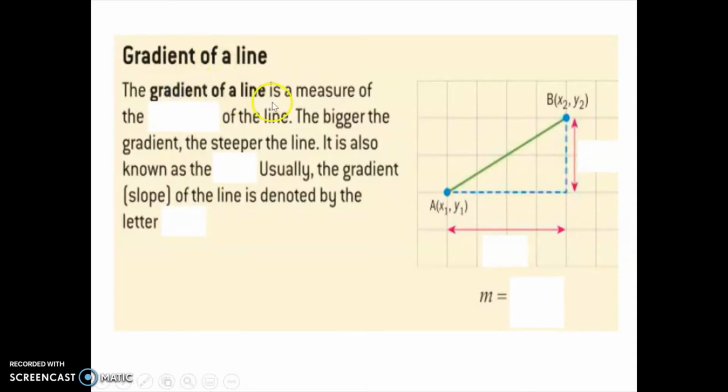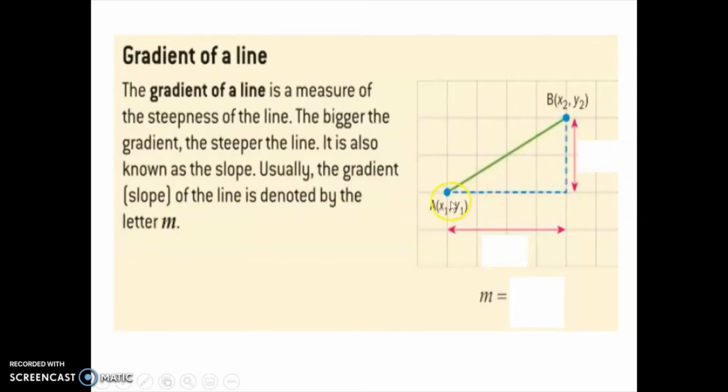The gradient of a line is a measure of the steepness of the line. The bigger the gradient, the steeper the line. It is also known as the slope. Usually the gradient or slope of the line is denoted by the letter m. We've commonly used the letter m to represent slope.